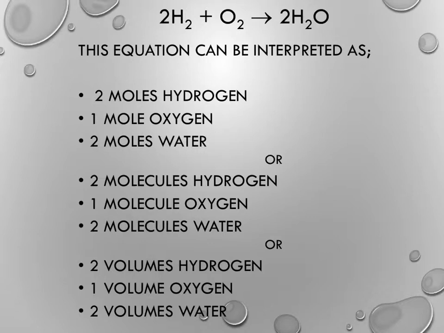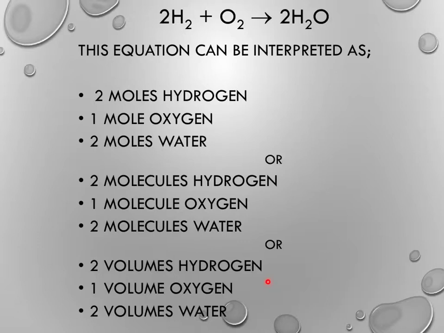If we take a look, we can say 2H2 plus O2 will react to form 2 H2O molecules. Now this equation can be interpreted as 2 moles of hydrogen plus 1 mole of oxygen equals 2 moles of water. Or we could say that for every 2 molecules of hydrogen, there is 1 molecule of oxygen and will form 2 molecules of water. Or we could say that for 2 volumes of hydrogen, that could be like liters of hydrogen, 1 volume of oxygen would create 2 volumes of water.